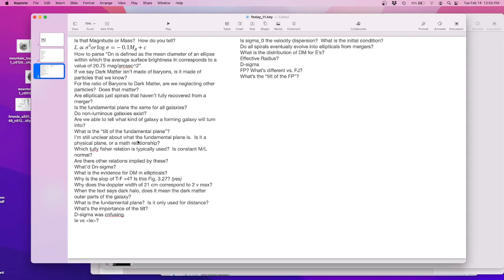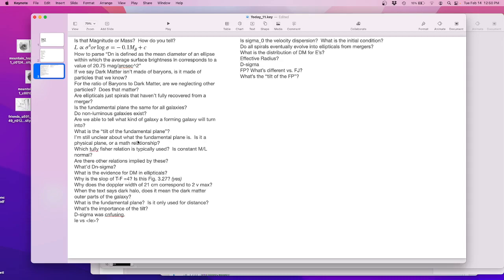Is the fundamental plane the same for all galaxies? I don't actually know. Probably not. Oh, how am I on time? Oh, probably time to be done. So the fundamental plane is probably not the same for all galaxies, but I don't know enough to know. I bet there's a good body of literature on the fundamental plane for various types of galaxies. That's an interesting question.